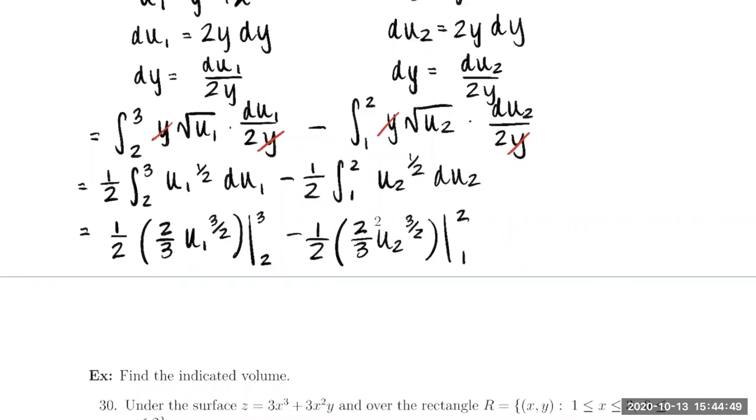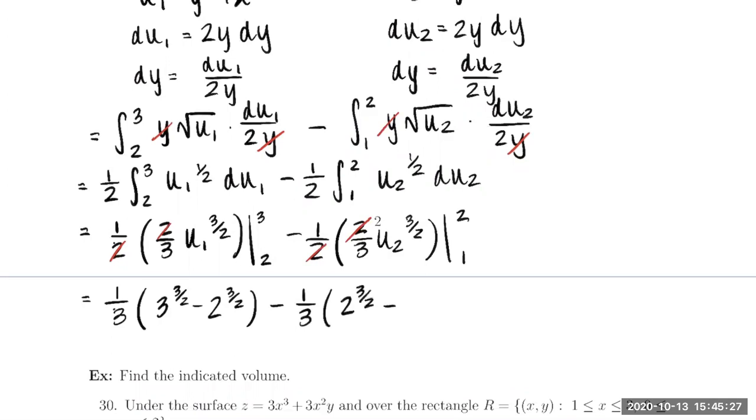All right, the only one that we can really fully evaluate is when I plug in 1 for u2. Otherwise, I'm going to leave these other things just as 3 to the 3/2 power or 2 to the 3/2 power. But before I do that, I'll go ahead and just simplify my coefficients by knocking out those 2's. So where we're at is a 1/3, 3 to the 3/2 power minus 2 to the 3/2 power. And then moving on to the other set, I have a 1/3, 2 to the 3/2 power minus 1 to the 3/2 power, which is just 1.